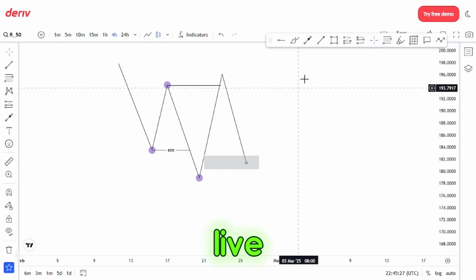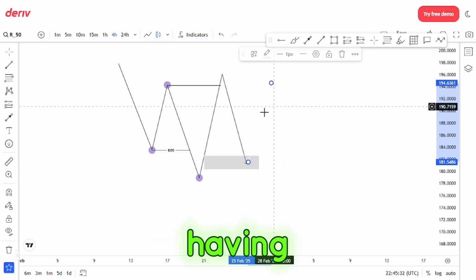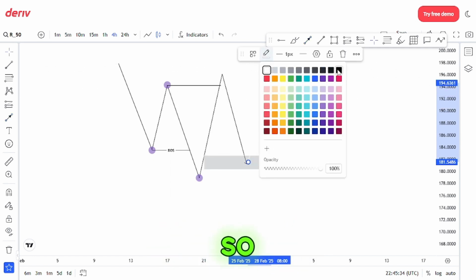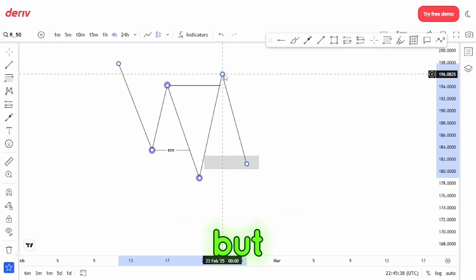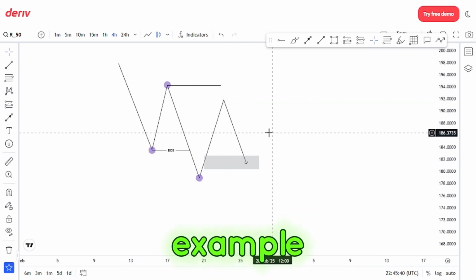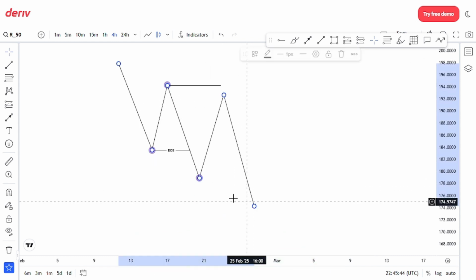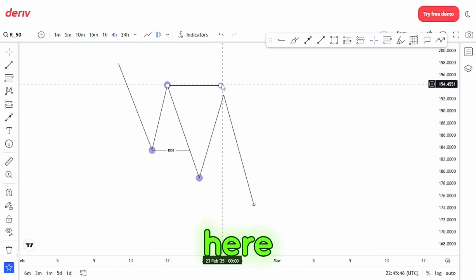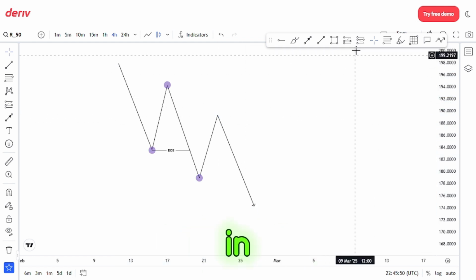And I'll show you on the live charts how to map out everything nicely without having any issues, guys. So around here, let's say we get those nice buying opportunities, but in this case we just have an example of selling opportunities. So around here we broke the structure, as you can see here, and I like to use the Fibonacci tool. Let's say the market pulled back in this area here.